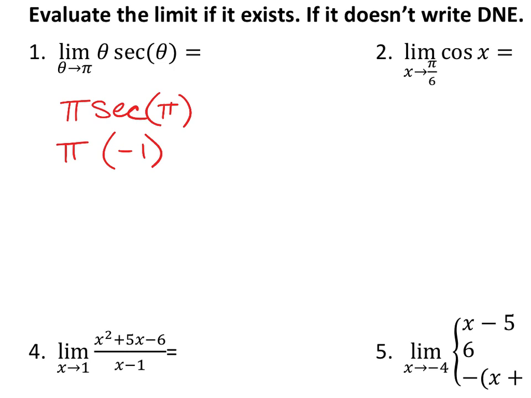And what is pi times -1? Great. That is not an indeterminate form. That's a straight up number. And since I got a number, that's the limit. -pi. So sometimes just straight up plugging it in is going to work.